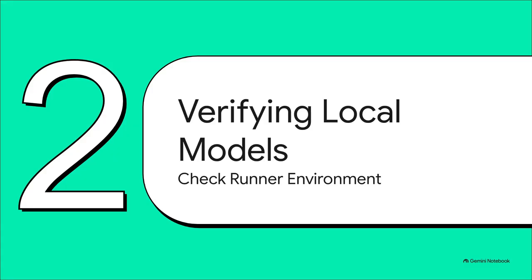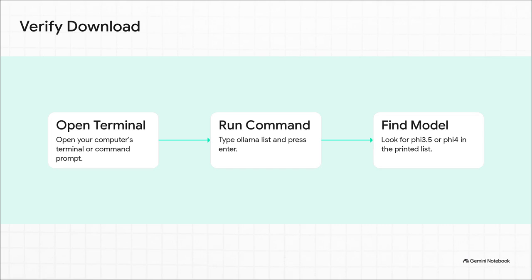Moving on to Section 2, verifying local models, checking your runner environment. Now, this is a vital check before you even think about touching your code editor. We need to make sure the AI actually lives on your machine. If you're using Ollama as your local runner, well, it's incredibly simple. Step 1, just crack open your computer's terminal or command prompt. Step 2, type ollama list and hit enter. And step 3, just scan that printed directory that pops up for Phi 3.5 or Phi 4. If you see it sitting there, boom, you've successfully confirmed the download. Oh, and if you happen to be using LM Studio instead, you would simply open up the app and check your My Models or local folder directory to make sure your Phi model is hanging out there, ready to go.